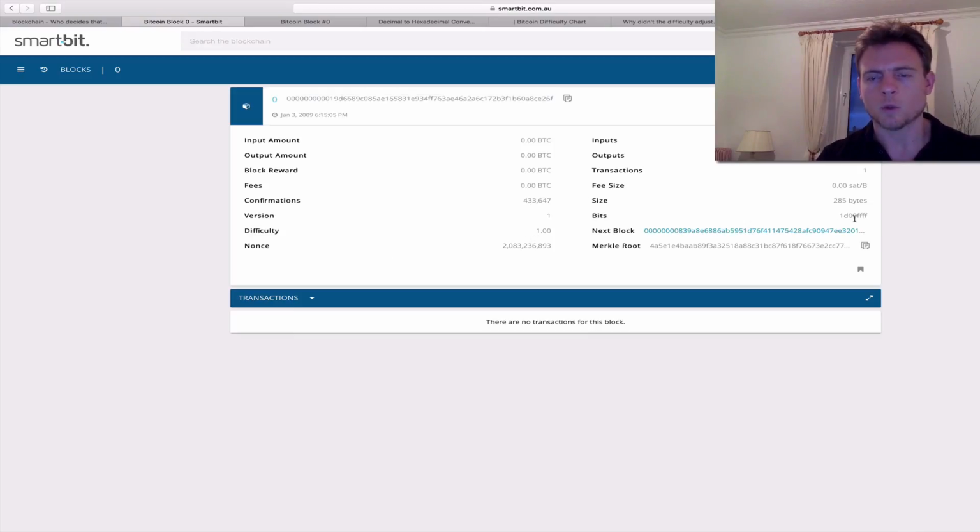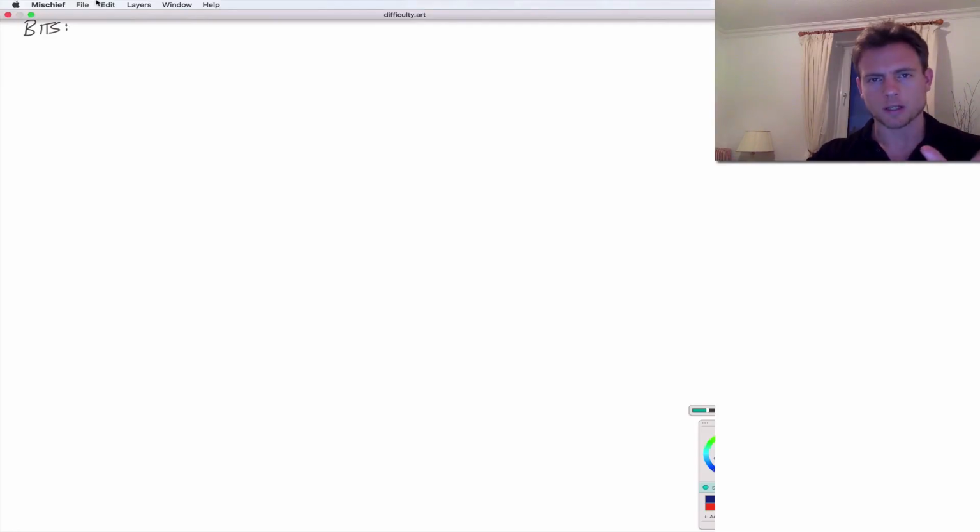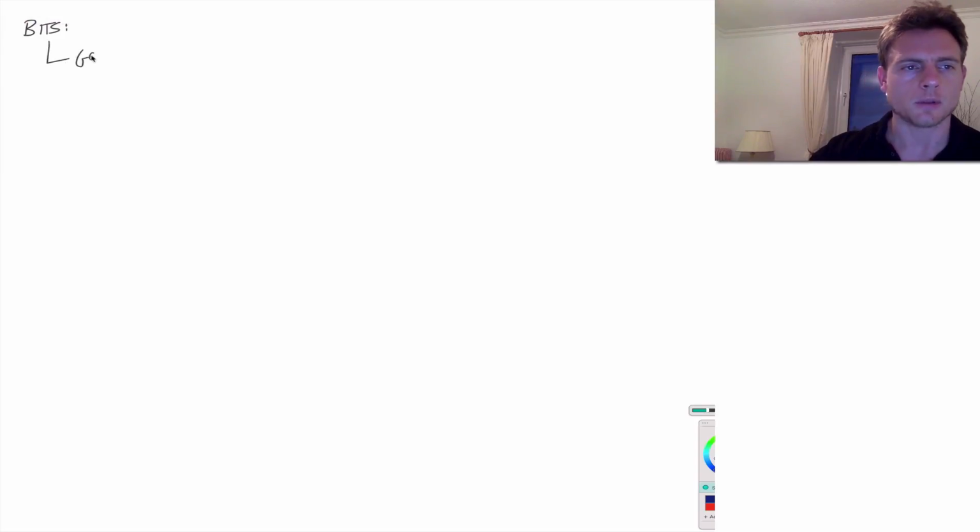The bits is 1D00FFFF. I'm going to write that down on my screen in a second. 1D00FFFF is the bits value in hexadecimal for the first ever block. And what I want to do is break down exactly how to derive the target from this bits value, because target and bits are basically interchangeable. The target is that big long 256-bit binary number, but bits is a compact way of representing that number in hexadecimal. So we know that the bits value, which is a compact representation of what the target was in any block, in the genesis block was 1D00FFFF.